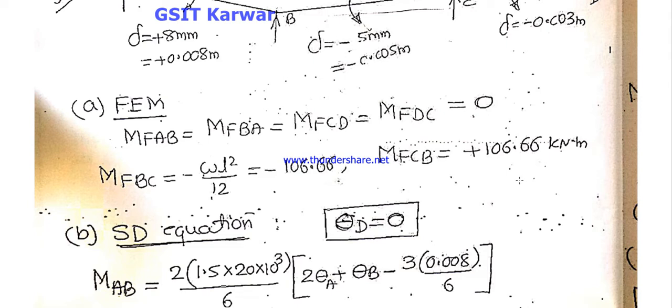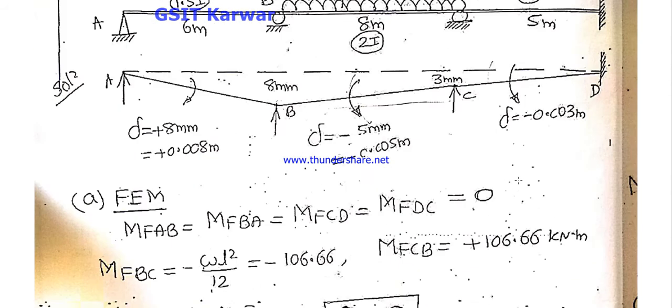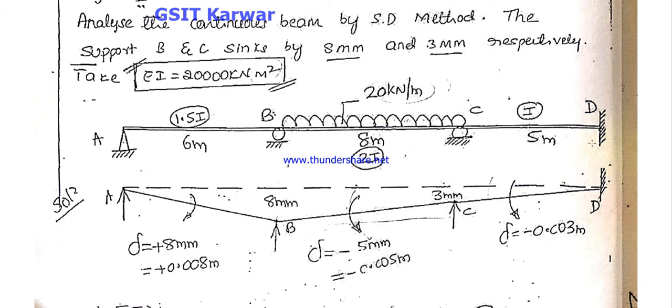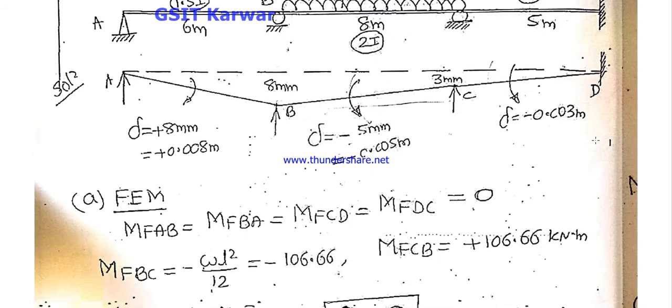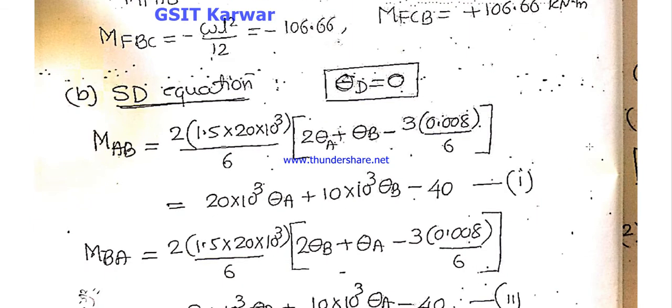Next step is applying the slope deflection equation. How are we going to apply the slope deflection equation? Theta D equal to 0. Why is theta D equal to 0? The support D is a fixed support, so there is no slope. That means theta D is equal to 0.